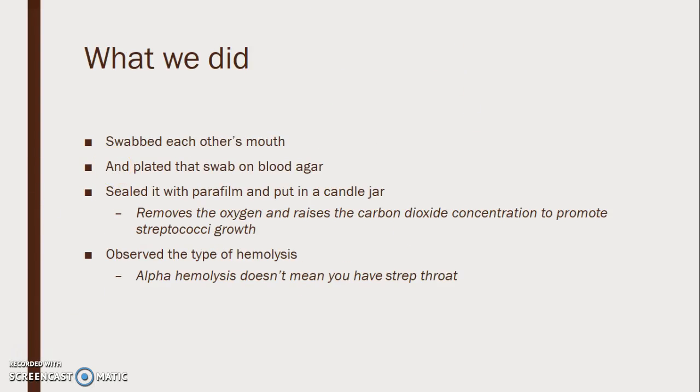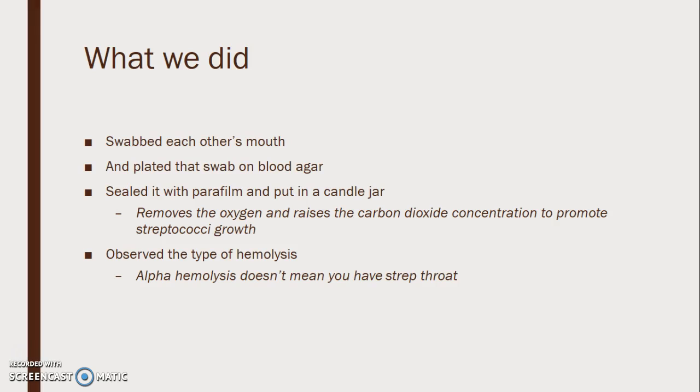So we kind of took advantage of that. What we did was we swabbed each other's mouth. That was always fun. Then we plated the swabs on a blood agar plate and sealed it with parafilm. We put them all together in a candle jar, and we lit the candle. What the candle does is remove the oxygen and raise the carbon dioxide concentrations, and that promotes the Streptococci growth that we talked about last slide.